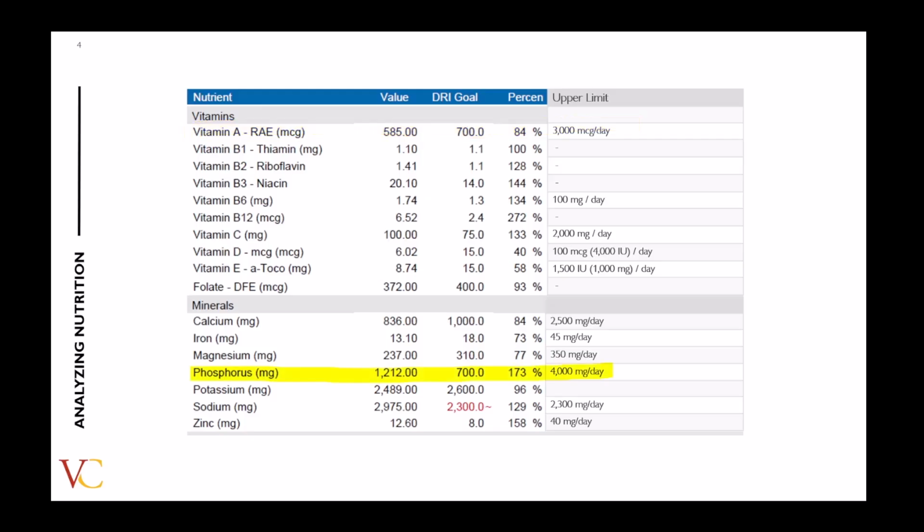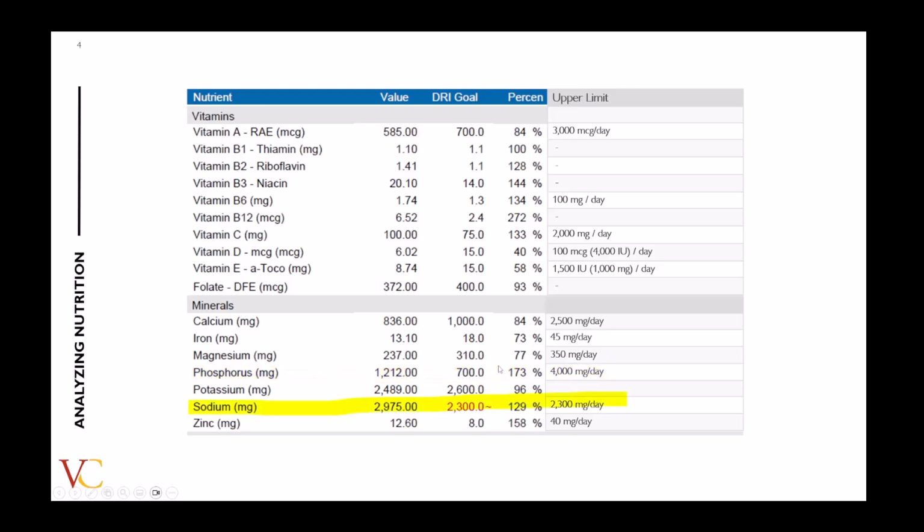Now let's take a look at phosphorus. Kayla consumed 1,212 milligrams of phosphorus. The DRI is 700 milligrams and the upper limit is 4,000 milligrams. So Kayla consumed enough to meet the DRI goal, but not too much that it exceeds the upper limit. So we could say that her phosphorus intake was appropriate to meet her nutrient goals.